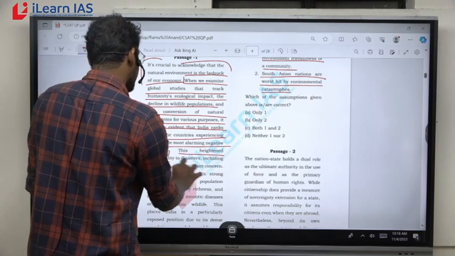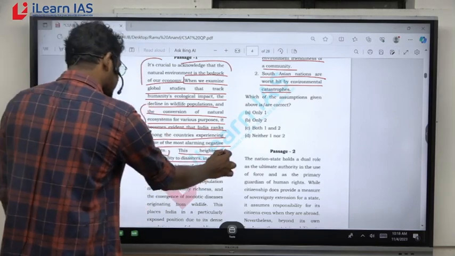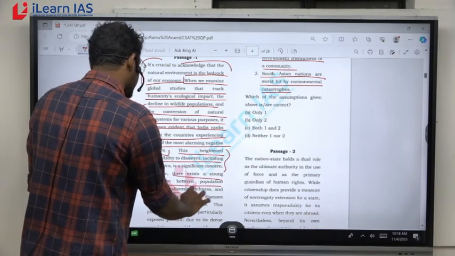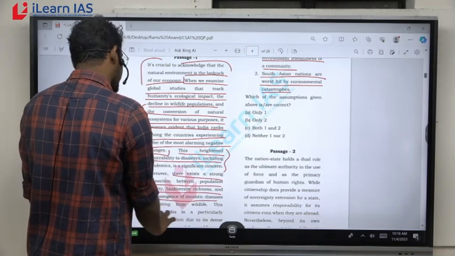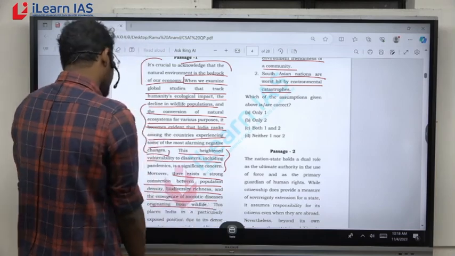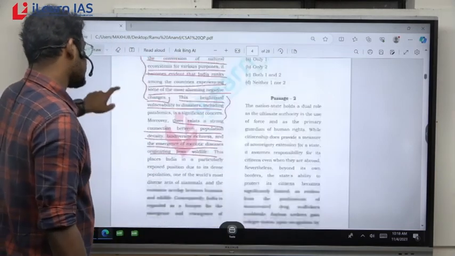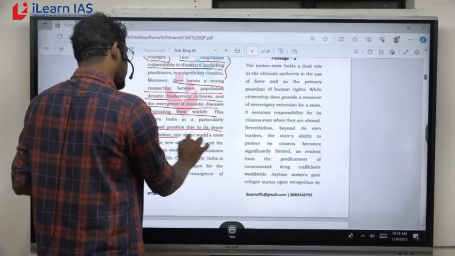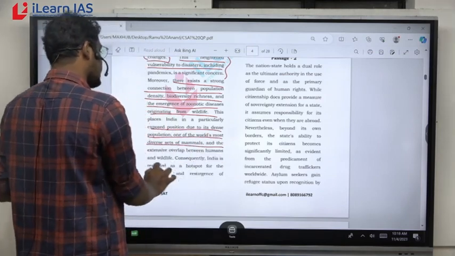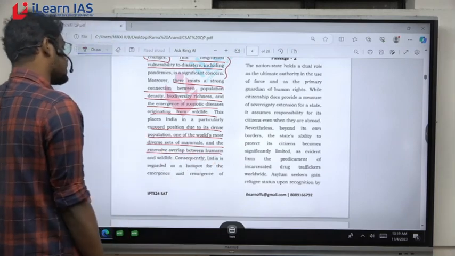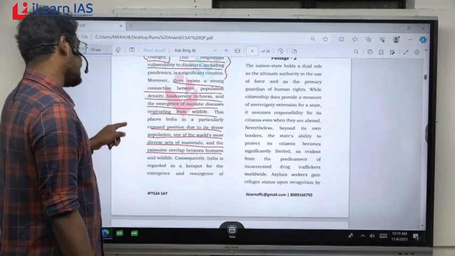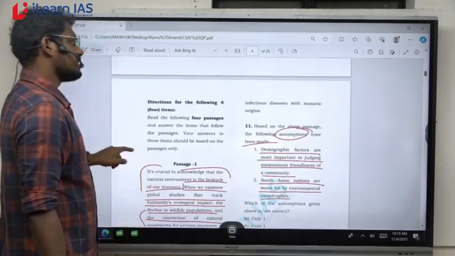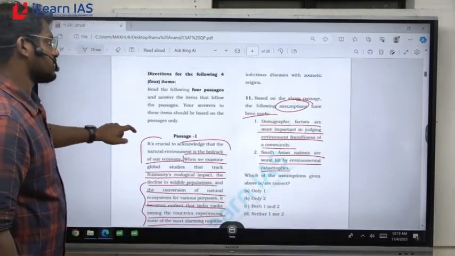This heightened vulnerability to disaster, including pandemics, is a significant concern. Moreover, there exists a strong connection between population density, biodiversity richness, and the emergence of zoonotic diseases originating from wildlife. This places India in a particularly vulnerable, exposed position due to its dense population, one of the world's most diverse sets of mammals, and the extensive overlap between humans and wildlife. Consequently, India is regarded as a hotspot for the emergence or resurgence of infectious diseases with zoonotic origins.